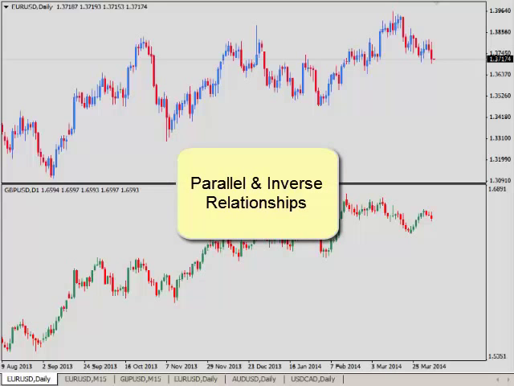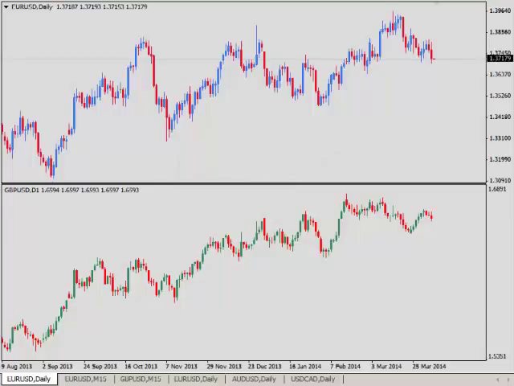Recently one of our clients wrote us and said, Dean, would you do us a favor and do a video reviewing the parallel relationships and inverse relationships in the marketplace? The whole idea behind this is that you're able to trade two different currency pairs at the same time because they're either moving in the same direction or they're moving opposite of one another.